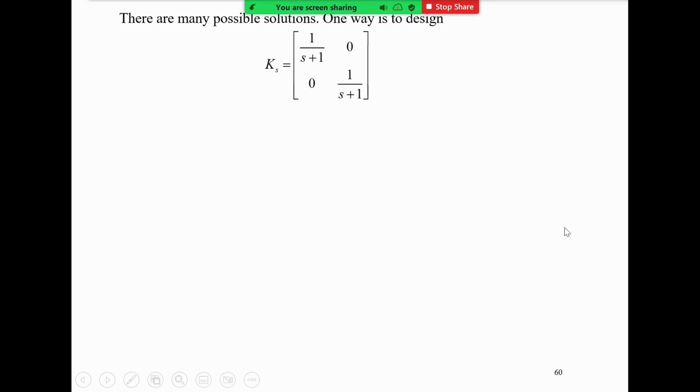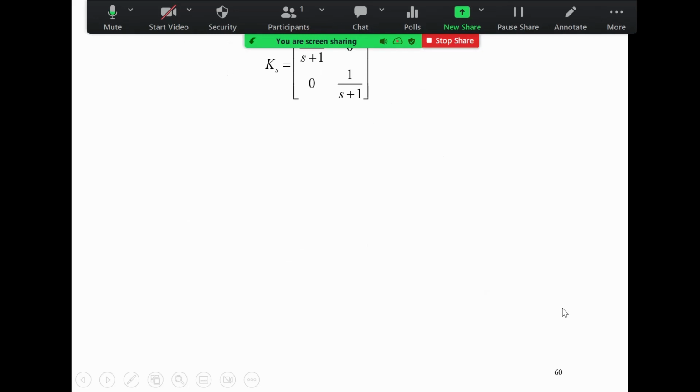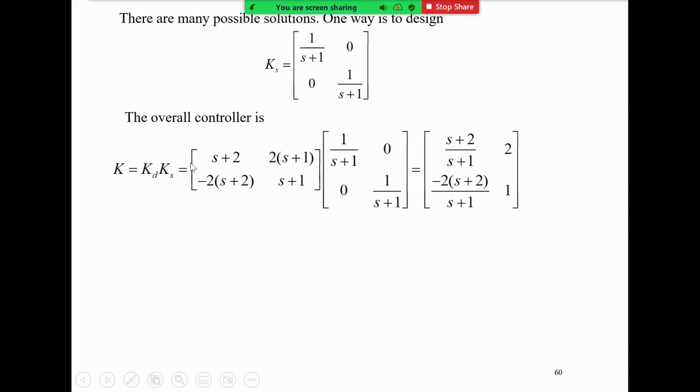There are many ways, but I will use the simple way. I just choose 1 over S plus 1. Then the overall controller is KD times KS. You can check, KD is not proper, but I multiply by this KS. This will be the overall controller. The overall controller, this K, of course, is proper. So those two are first order controllers, and those two are just simple gains. So there's no problem.